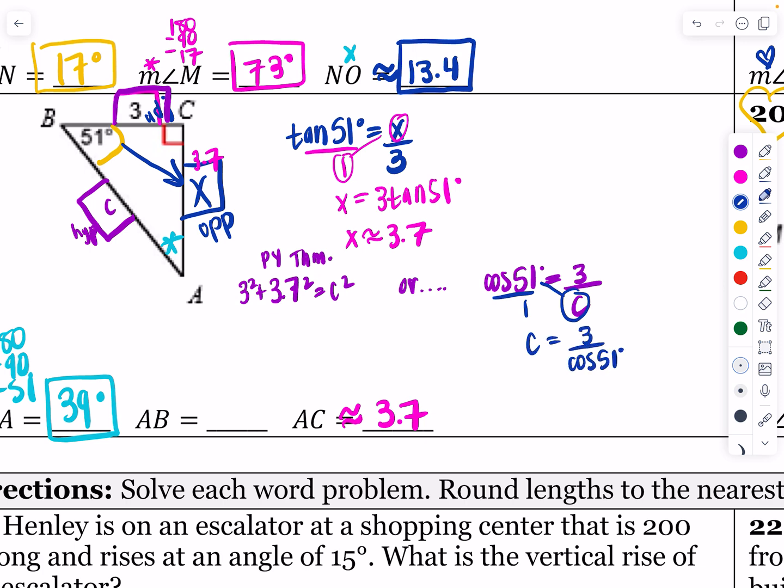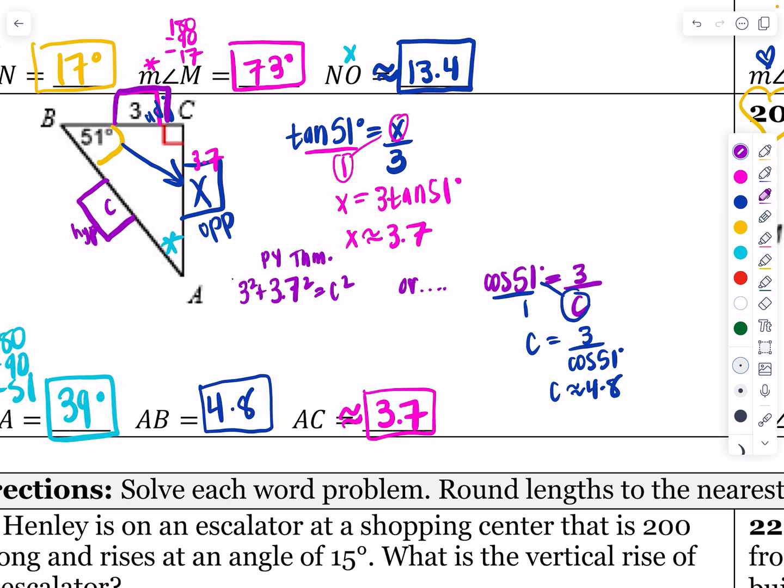So let's type that in. 3 divided by cosine 51. That's going to give me about 4.8. So 4.8, does that make sense as an answer? Is that bigger than both of the legs? Yes, it is. But what I want to do is I also want to show y'all that this would have worked had I done Pythagorean theorem as well.